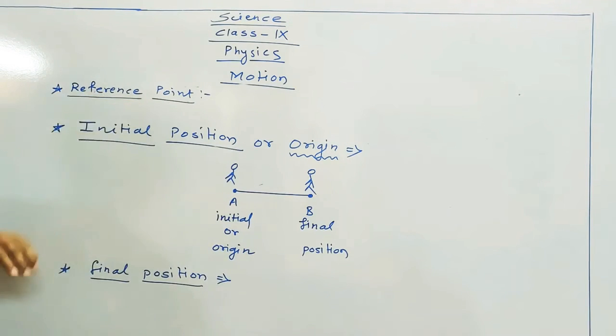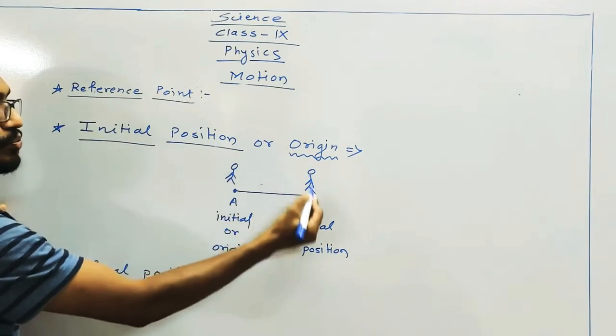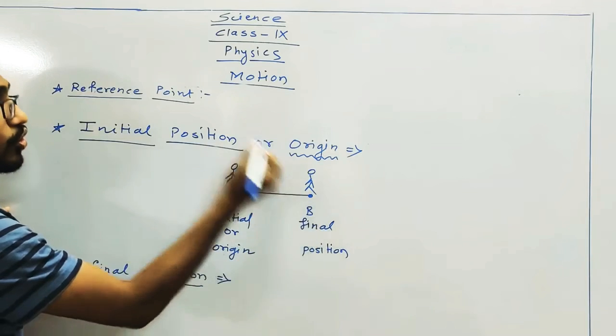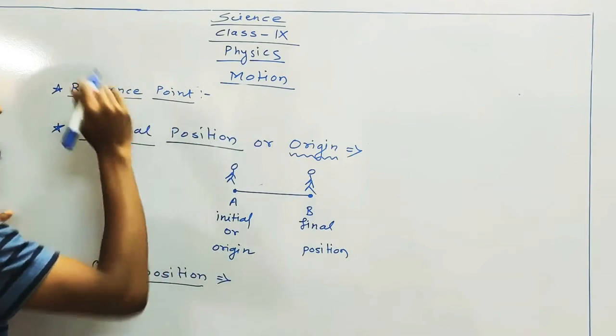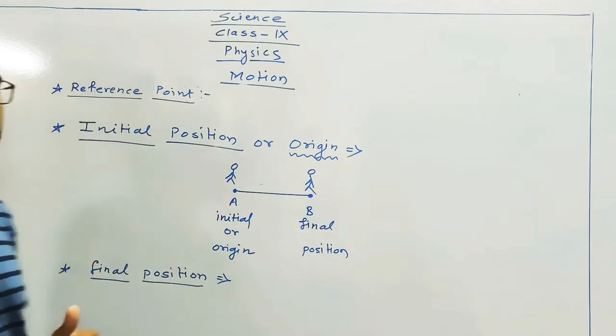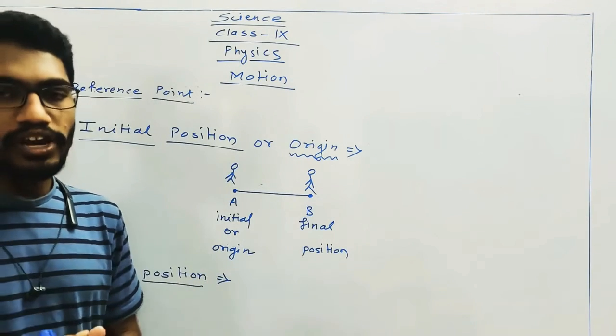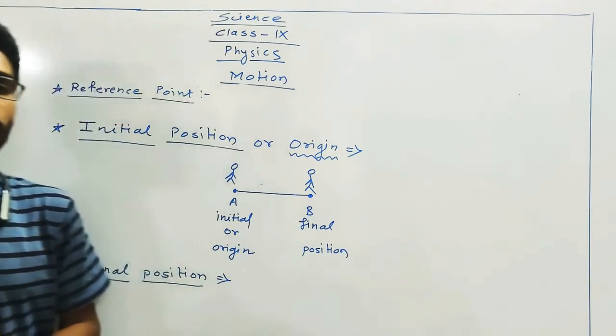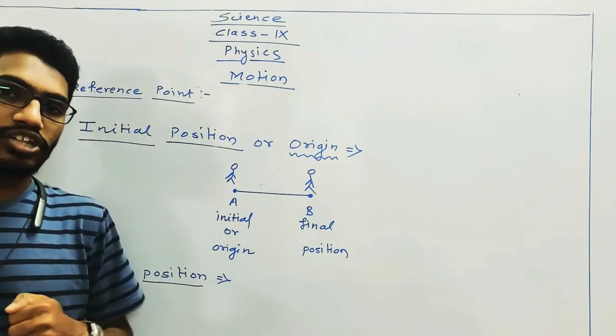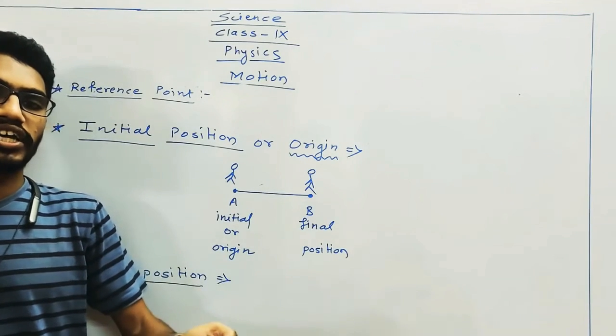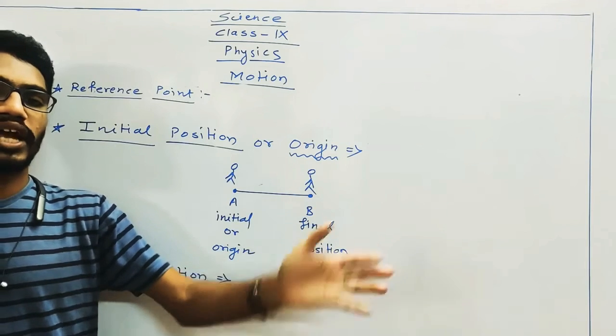Reference point, the point which describes the position of any object is called its reference point. If we take the example of any reference point, how to describe our address? In every address, every person describes their own place with the help of a certain famous place in that particular city.